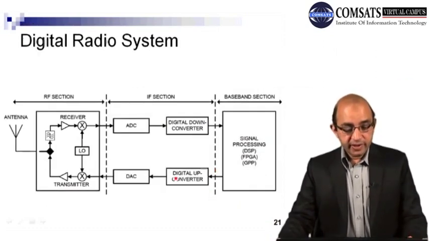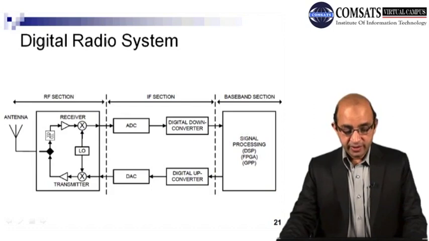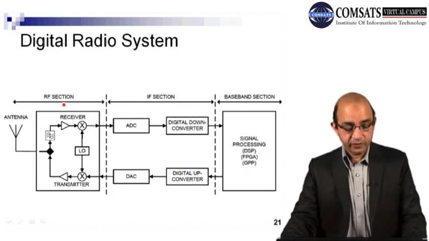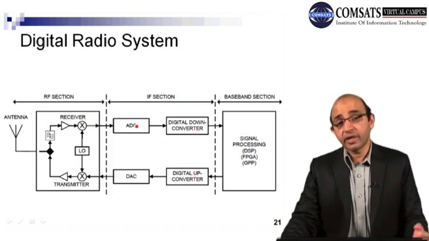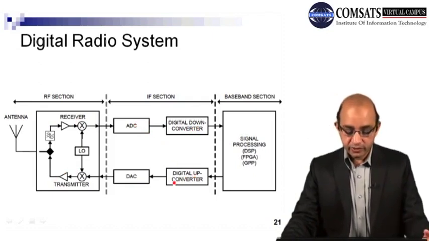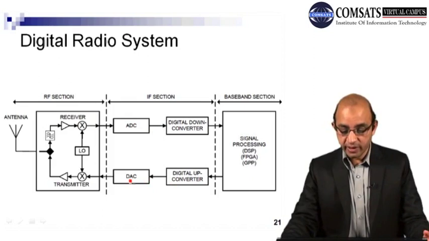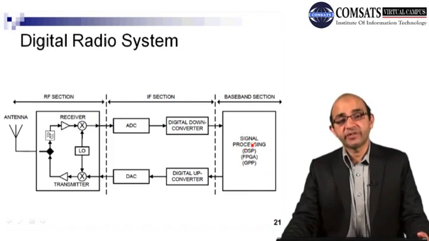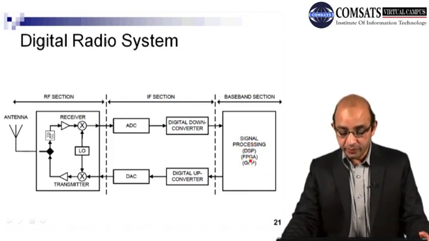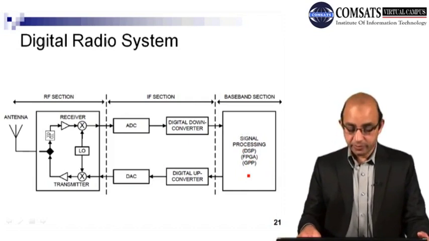So now you can see different sections. We have divided this digital radio system into different sections. This is the RF section, where we have the antenna and receiver, transmitter, right? So this is a transceiver, and this is the IF section, A to D converter, digital down converter, when we are receiving data. So when we are sending data, digital up converter, right? And we have DAC, digital to analog converter, and this is the baseband section where we have to perform different DSP specific processing, and we have FPGA, GPP, general purpose processors, right?